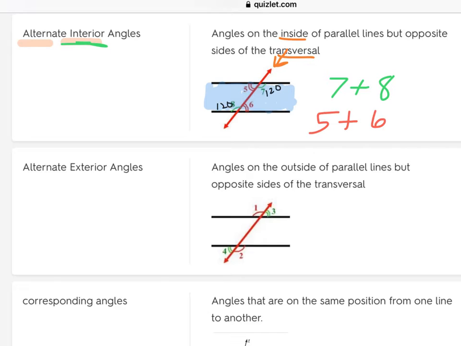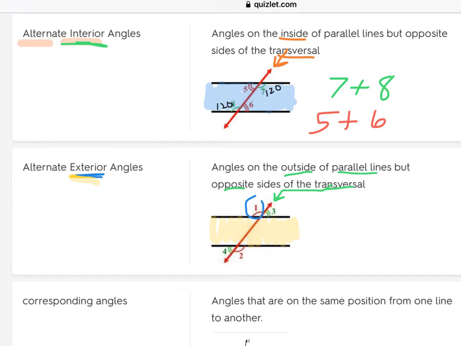So similar to that, we have alternate exterior angles. The next term, exterior, like the exit on the outside. So angles on the outside of parallel lines, but opposite of the transversal. The transversal is that red line. So if, again, I highlight inside the parallel lines, okay, so we're on exterior now. So now we look on the outside of the parallel lines.